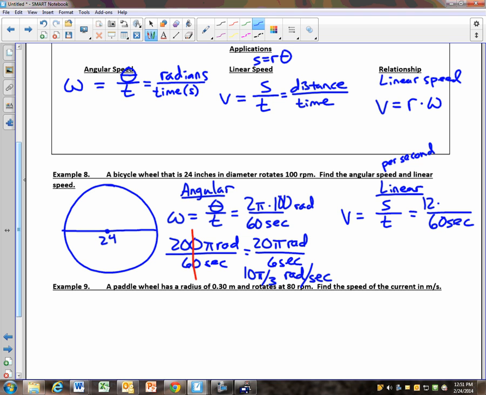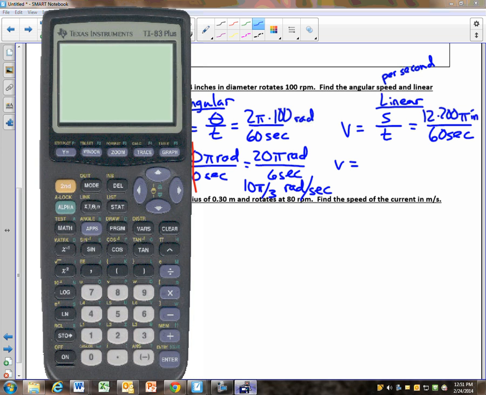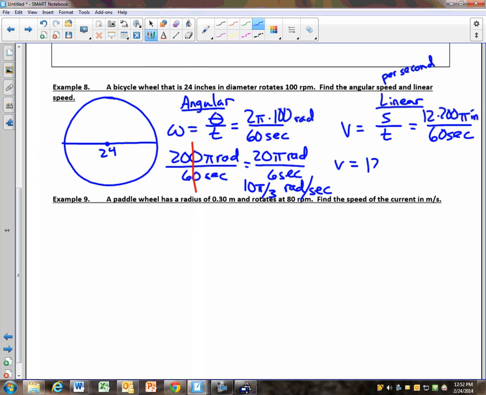So 12 was r times theta. Our theta value ended up being 200 pi. And we're working in inches. So I'll just multiply that on my calculator and see what I get as a decimal. I have 12 times 200 times pi, and I divide it by 60. I get 125.66 inches per second.